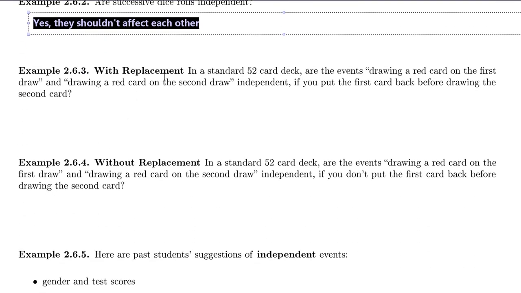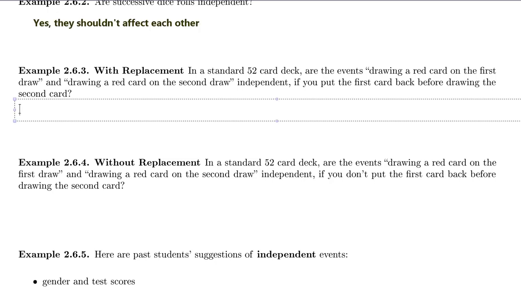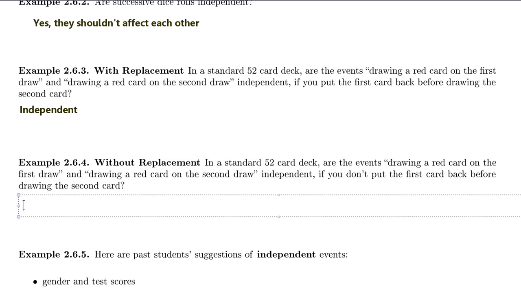Let's see, our next one: in a standard 52 card deck, are the events drawing a red card on the first draw and drawing a red card on the second draw independent if you put the first card back before drawing the second card? So if we put the first card back, then they shouldn't affect each other, so they should be independent. But in the next example, it's exactly the same, but we don't put the card back, so it's going to affect each other. There are fewer red to choose from, so they would be dependent.